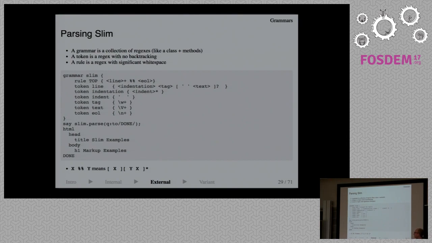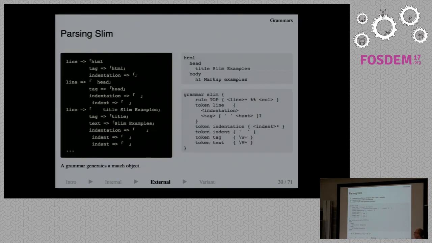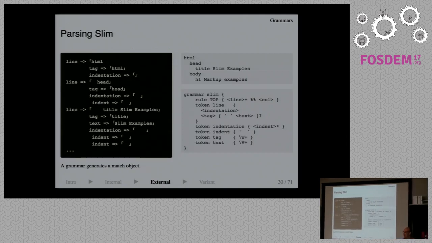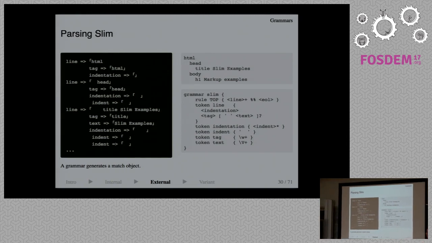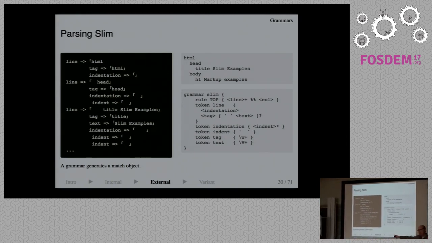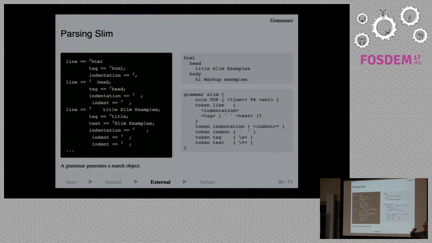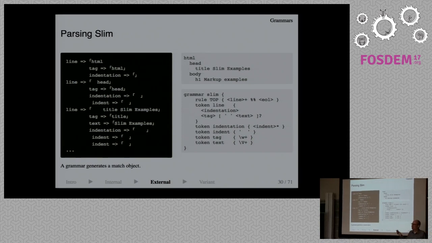If we parse this particular code using this grammar, we end up with a match object. This is a nested data structure, and the structure looks like the rules that we just had in our grammar. So we end up with a sequence of lines, and each line has a tag, and it may have some indentation. These can be very cumbersome to work with.